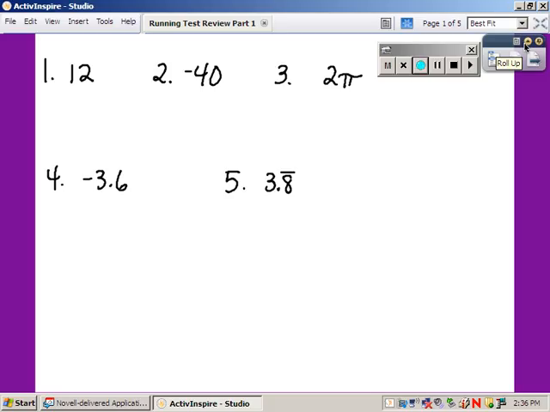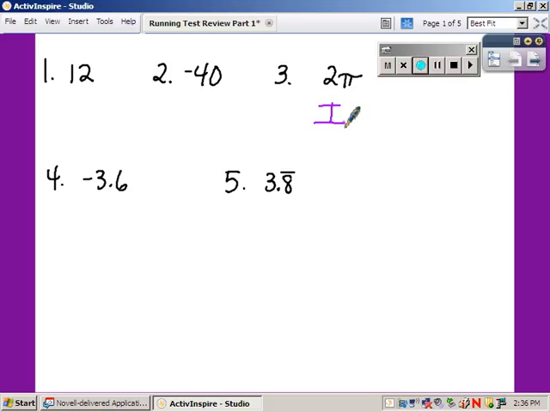So for classifying, the first type that we have would be either rational or irrational. So irrational numbers are numbers like pi or hard square roots that don't have an easy answer. So square roots that go on forever. So the only irrational number here is actually number 3, 2 pi. So we would call this one irrational. Everything else is at least a rational number.